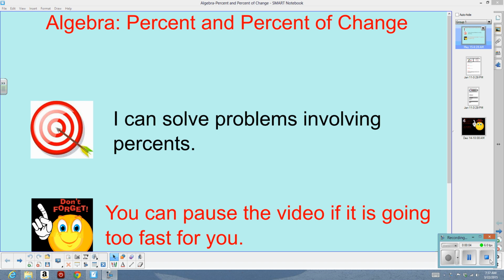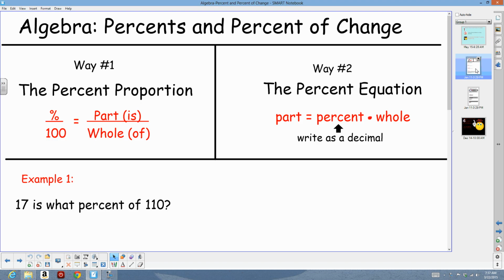In this lesson, you will solve problems involving percents. There are two different ways you can solve problems with percents. The first way is to use what's called the percent proportion. This right here is sort of the recipe you use. It's always the percent over 100 equals the part over the whole. And the words to look for to help you identify the part and the whole are "is" and "of."